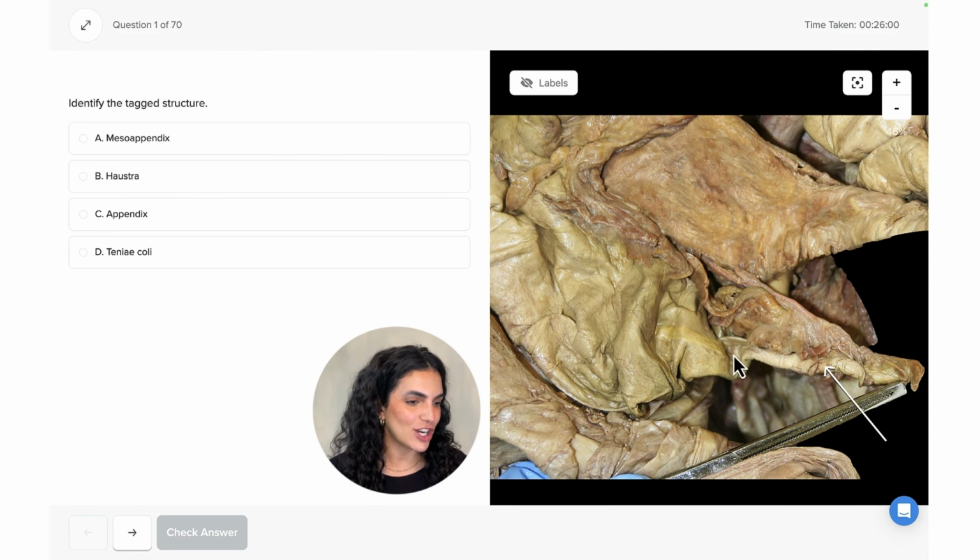So this specific structure right here is the vermiform appendix, and vermiform essentially means worm-like. So this appendix looks worm-like. Adjacent to the appendix, we're going to be able to find the mesoappendix, and the mesoappendix is an extension of the peritoneum that provides more structural support to the actual appendix.